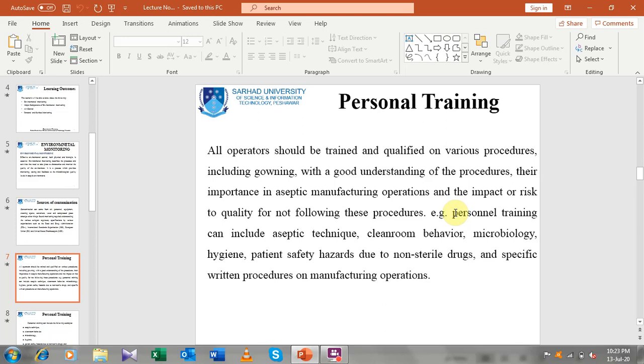If the personal training is not properly done, and they should know about every impact and every aspect of the product, not only from the quality side but also from any other aspect related to the stability of the formulation and of the operation. And specific written procedures on manufacturing operations: remember that in pharmaceutical industries, for each and every step and every process, there are valid standard operating procedures that should be followed, starting from the initial entry to the final product packaging and the storage as well.